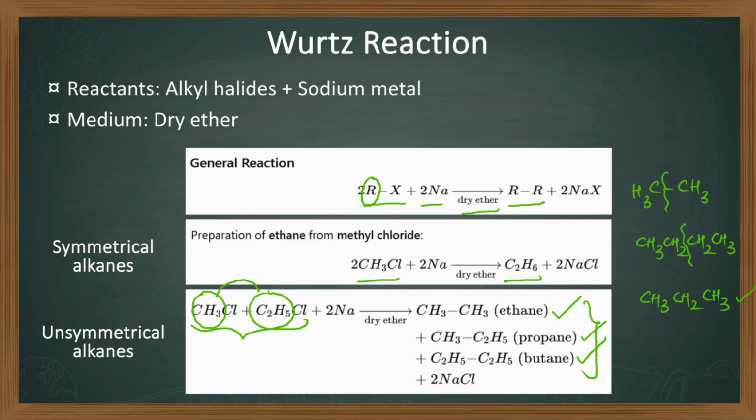Now, using Wurtz reaction, we can easily synthesize symmetrical alkanes. When we try to prepare unsymmetrical alkanes, what happens? We get a mixture of products. Now, when we get a mixture of products, we have to separate and purify them. Separation and purification is a difficult process to do in the lab. In practical sense, therefore, Wurtz reaction is not suitable for preparing unsymmetrical alkanes.